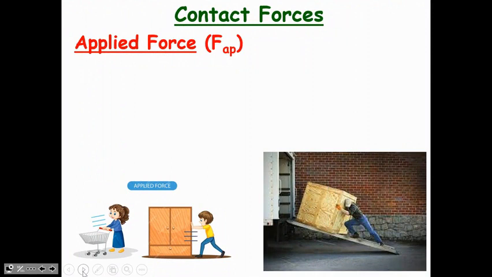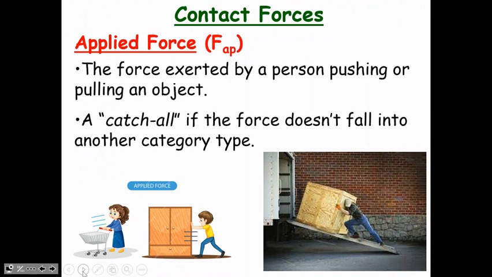And then the last contact force we'll talk about is the applied force. An applied force is what we call a force that's exerted by a person that's pushing or pulling on an object. Also, this is kind of the catch-all force. So if you're trying to categorize a force and it doesn't really fit into any of the previous categories, you can call it an applied force. If the force doesn't fall into any of the other category types, it's okay to call it an applied force.